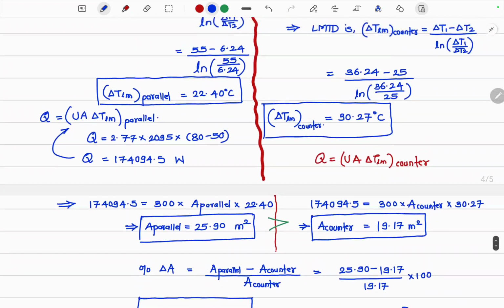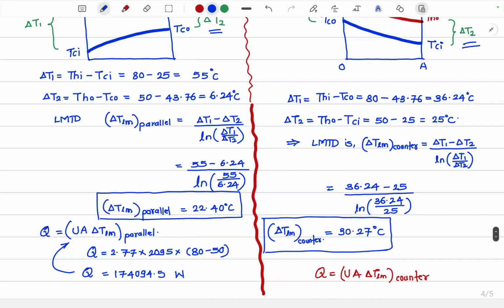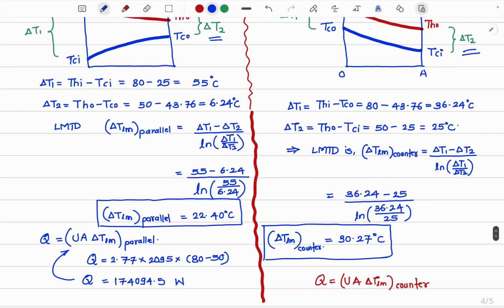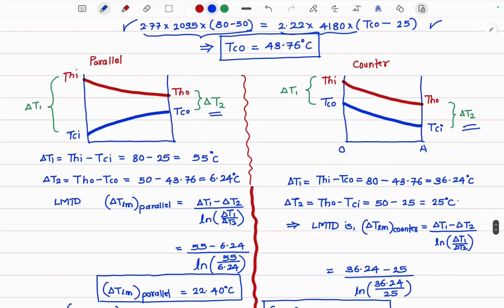So this problem is from the university question paper. I have provided this solution. I don't have the solution received from the university. If there are any concerns with the calculation, you can let me know in the comment box.